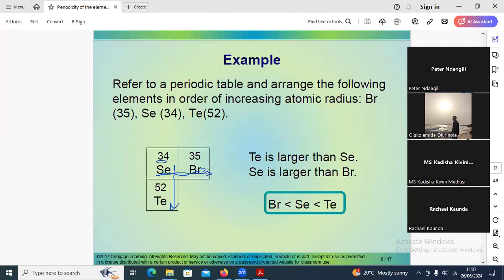What does it therefore mean? You are comparing selenium and tellurium, and you say that tellurium is going to be bigger. Then you compare selenium and bromine, and you find that selenium is going to be bigger. And from that statement, you realize that bromine is going to be the smallest, followed by selenium, followed by tellurium. And therefore, you are going to have an arrangement that looks like what we have shown here.